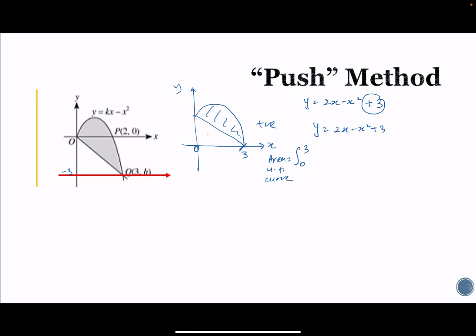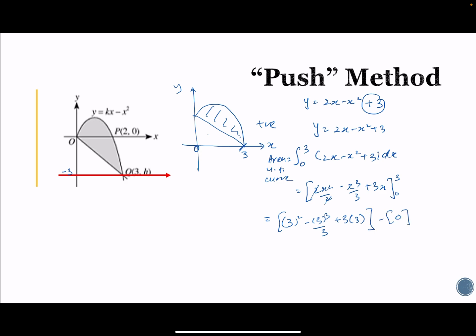So I'm going to integrate with respect to this. I'll be able to get 2x squared over 2, which I can cancel off, minus x cubed over 3, plus 3x, between 0 and 3. Replacing, we'll have 3 squared minus 3 cubed over 3 plus 3 times 3. Again, you just minus away 0, and I'll be able to get this as 9 square units.